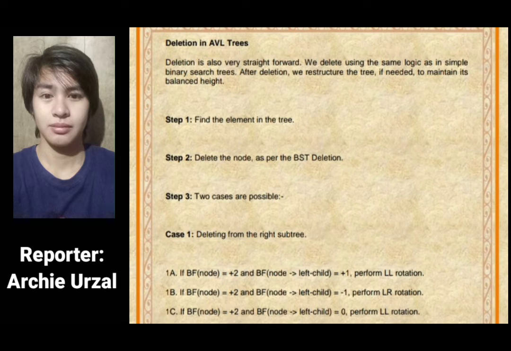And in case 1b, if the balance factor of the node equals 2 and the balance factor of the left child of the node equals -1, the tree becomes left-right imbalanced. So you can perform the left-right rotation. In case 1c, if the balance factor of the node equals 2 and the balance factor of the left child of the node equals 0, you can again perform the right rotation for the left imbalance.